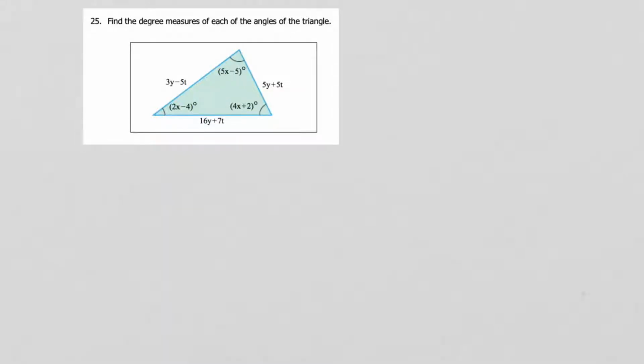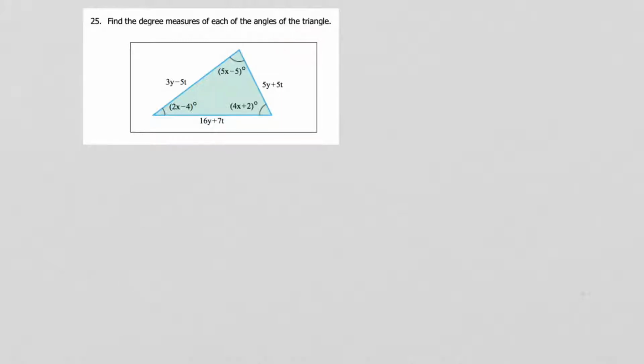We've got a triangle here, and we're given a couple things. We're given the lengths of each side, so we could find the perimeter. We did that back in 24. But we're also given the measures of each of the three angles, and the problem asks us to find the degree measures of each of the angles.